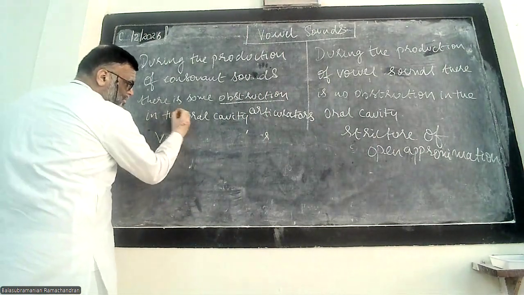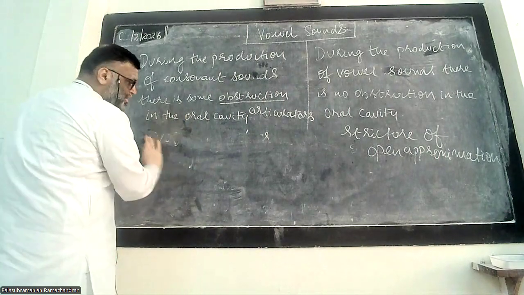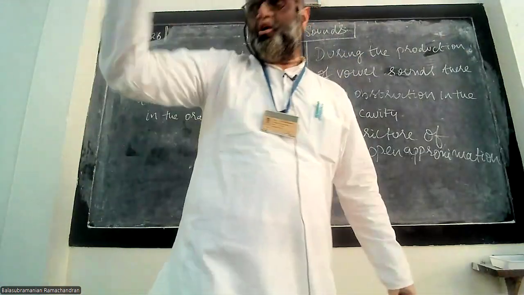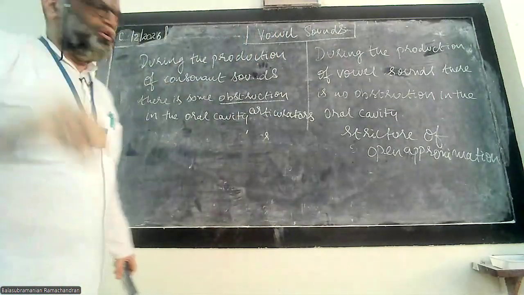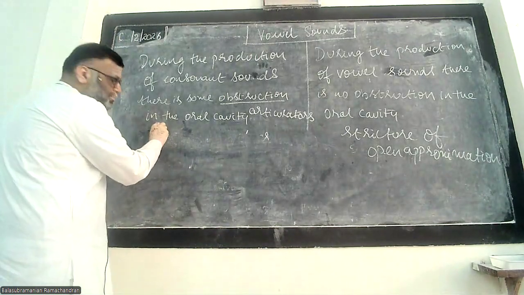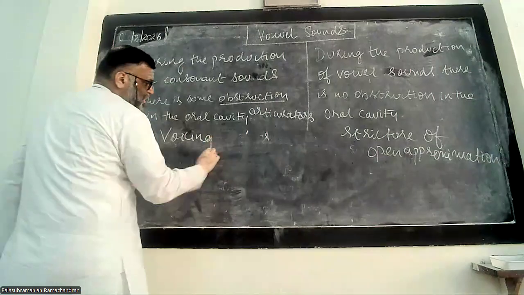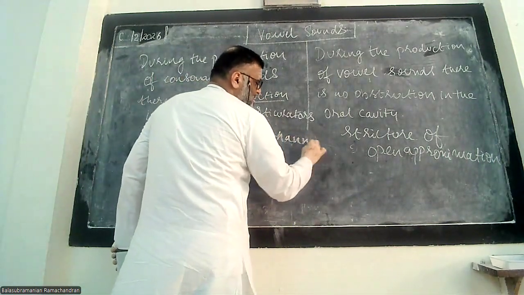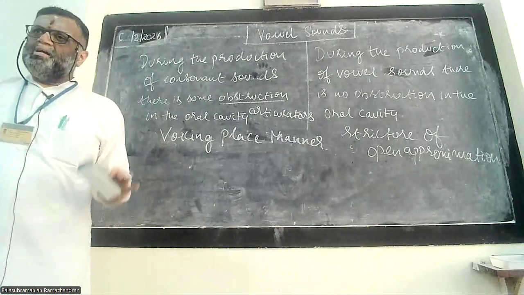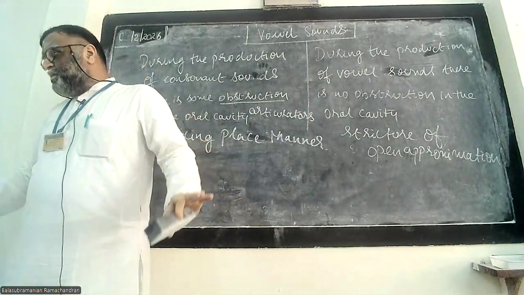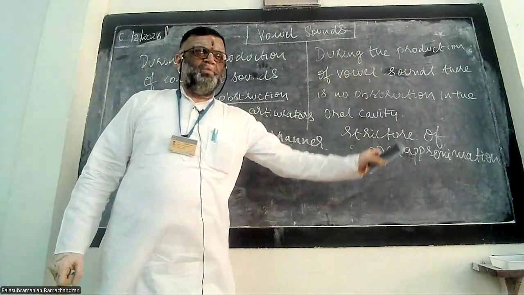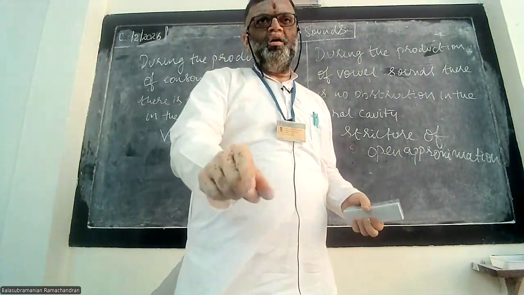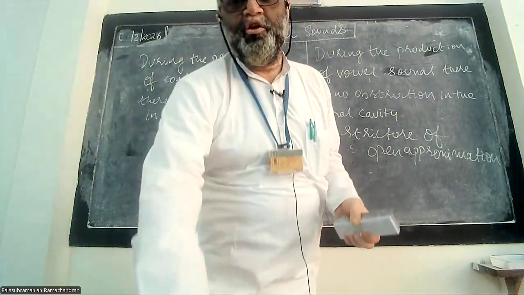Voicing, place and manner. Voice is voiced or voiceless. Place is where it is produced, and manner is how the air comes out. Voicing, place, and manner. Okay, these are the 3-term labels for consonants. Now, let me tell you one thing. There is a three-term label for describing vowels. You have to use three terms to describe vowels. What will be those three terms? Okay. Now I'll just stop recording for 2 minutes. I'll give you certain clues and then let's see whether you are able to crack it.